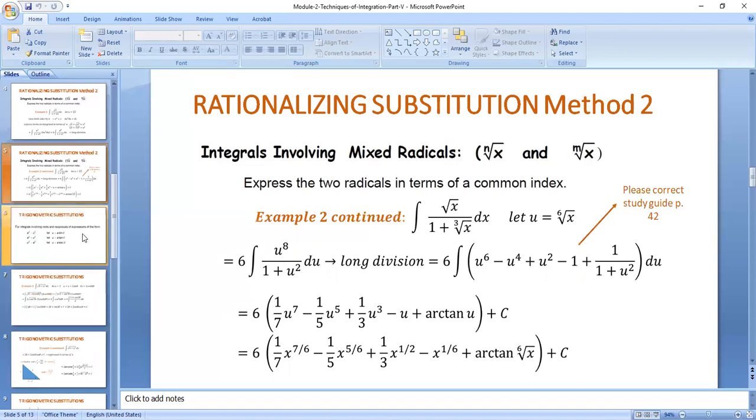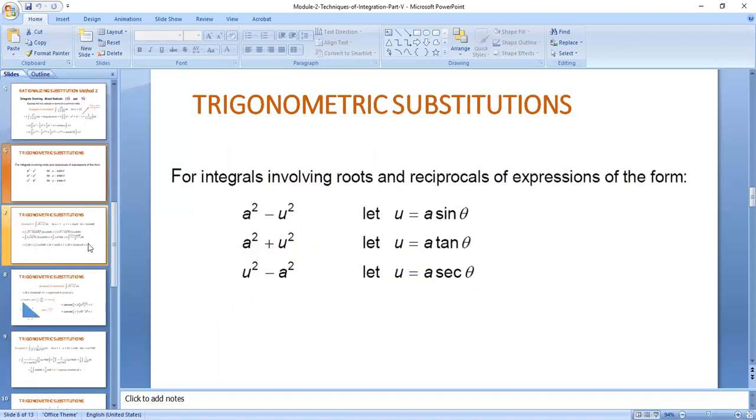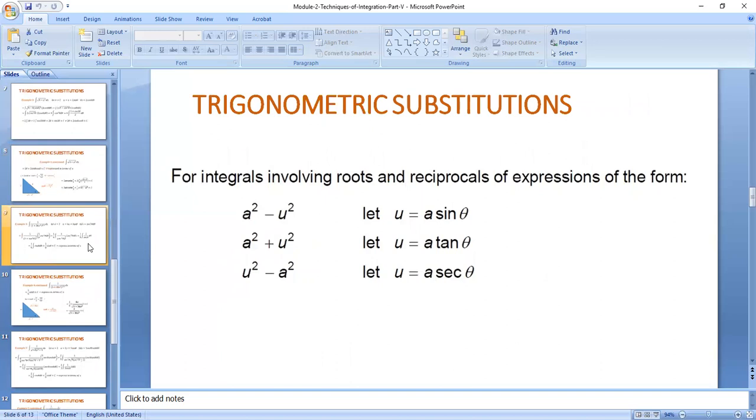Is that right? For this afternoon, we're going to do trigonometric substitution. Can I have a reaction if this is correct, that this is where I'm going to start this afternoon on trigonometric substitution?